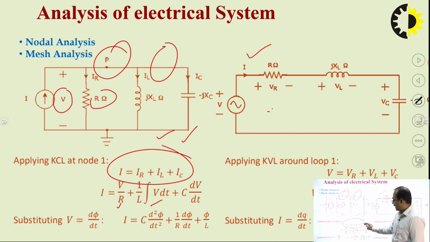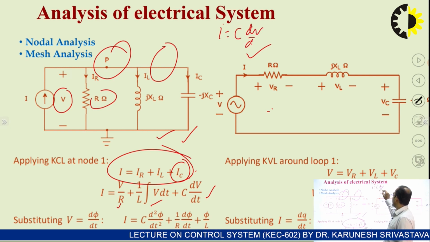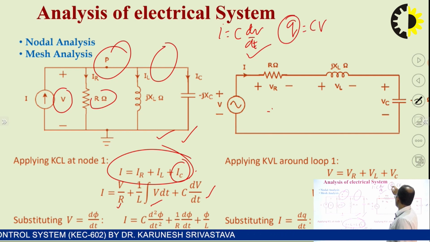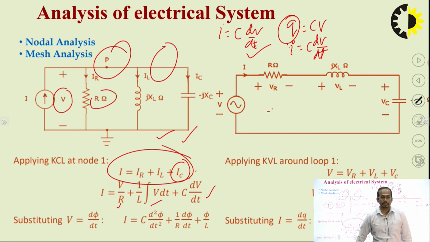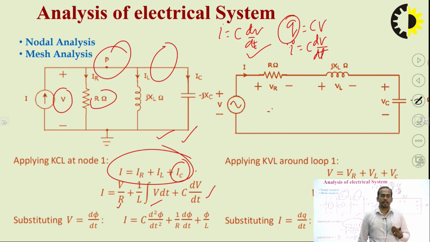Similarly, we can find IC. IC is equal to C dV by dt. We know the relation I = C dV by dt, or you have already studied Q = CV, so dQ by dt is nothing but I. So, you can write I = C dV by dt. Using these formulas we can get the current flowing through the resistance, inductance and capacitance.